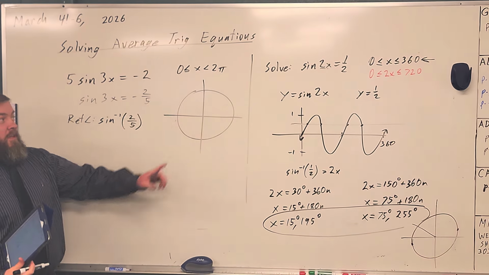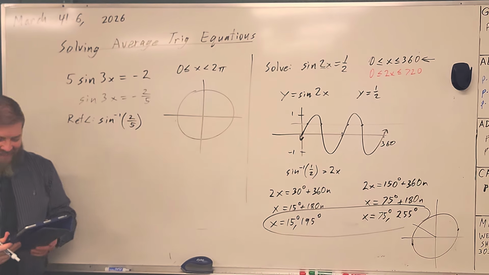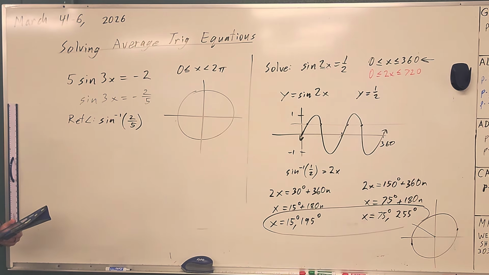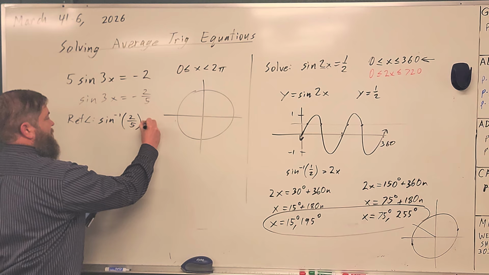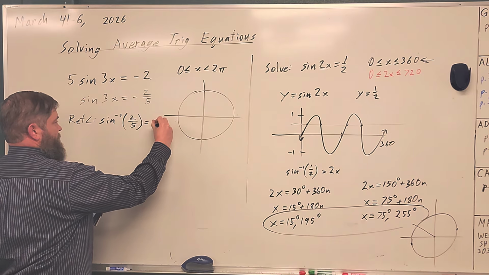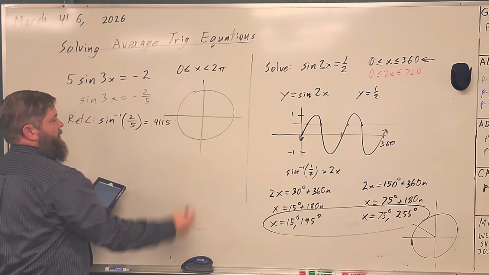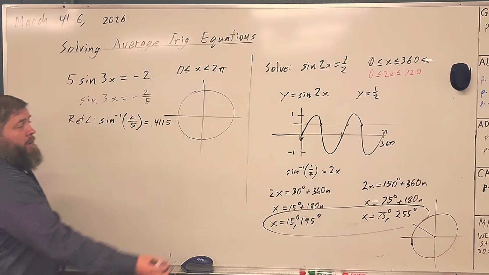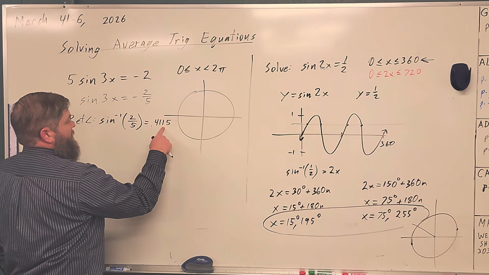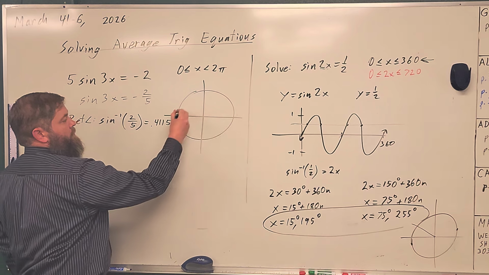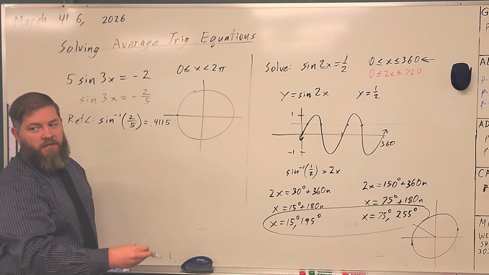You shouldn't get that if you're in radians. Sine inverse. What'd you do? Is that between 0 and 2 pi? Yes. 0.41. Okay, let's go to 4 decimal places. 0.4115. Okay, 0.4115.